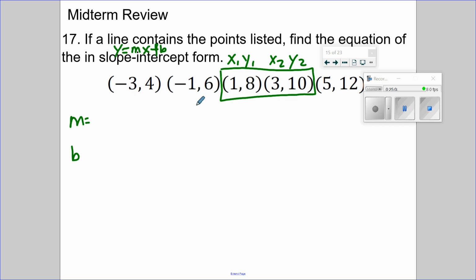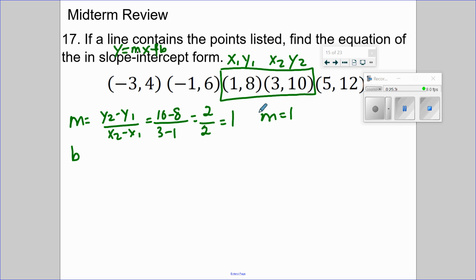So my slope formula is y2 minus y1 over x2 minus x1. So I'm going to put in 10 minus 8 over 3 minus 1. 10 minus 8 is 2, 3 minus 1 is 2. 2 over 2 gives you a slope of 1. So right now I know my m is equal to 1. Now we have to write the b, but you also have to write the equation in slope-intercept form, which is y equals mx plus b.